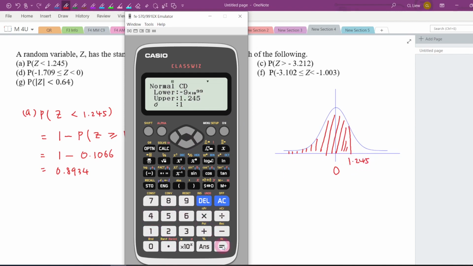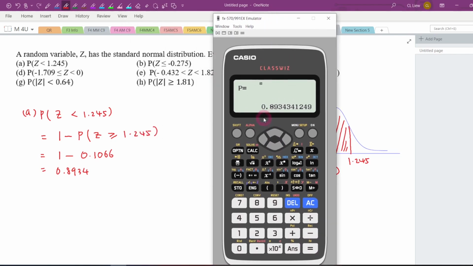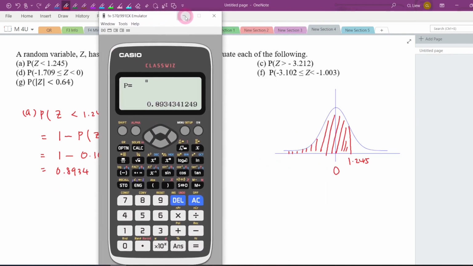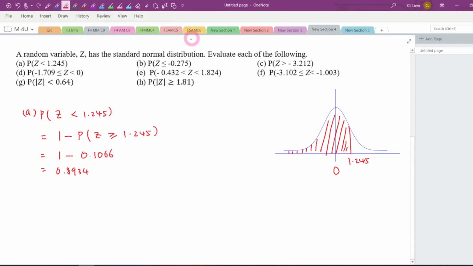1.245. Okay, and this is standard normal distribution. The mean will be equal to 0 and the standard deviation is equal to 1. Okay, mean is equal to 0, correct, and press equal. Now you get the answer, 0.8934. Okay, so this is a way how we use our calculator to help us check the answer. Now let's go to part B.